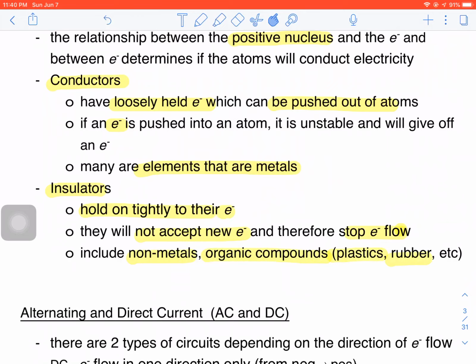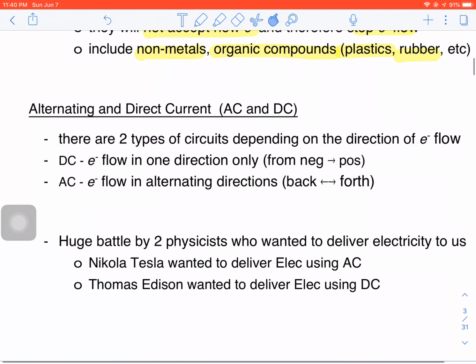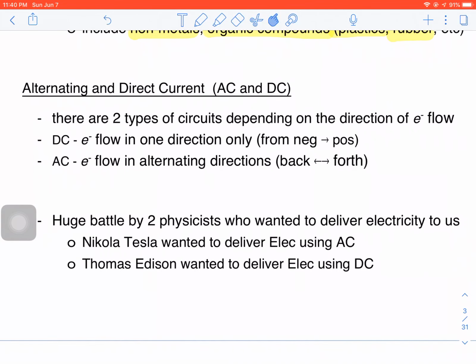Now, just to complicate things a little bit more, we've got two possible types of electric circuits that were developed by two brilliant physicists, Nikola Tesla and Thomas Edison. Going back to the beginning of the 20th century, around 1910 or so, if I remember correctly, Nikola Tesla and Thomas Edison have both developed different ways of generating electricity.